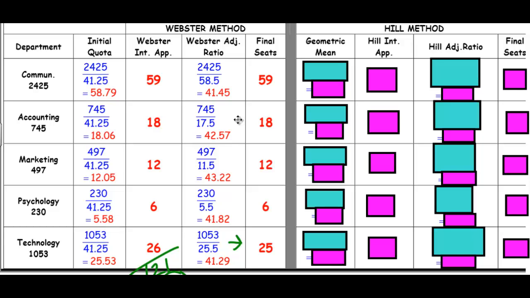Alright, let's talk about the Hill method. The geometric mean is the square root of the product of two values. Remember, we always want to look at the quota. Here my quota is 58.79, which lies between two integer values, 58 and 59. Those are the values we use, and you could type that straight into your calculator. You would get 58.5.